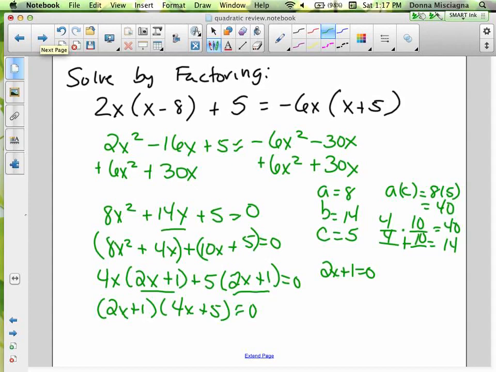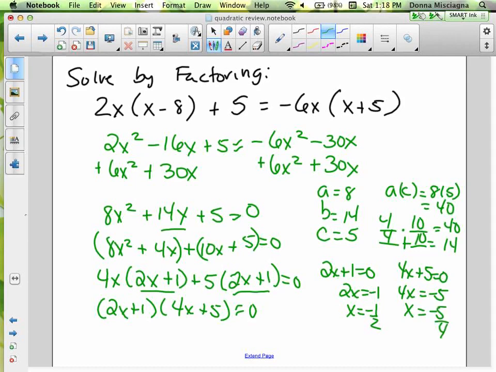2x plus 1 equals 0. 4x plus 5 equals 0. You'll subtract 1, so we have 2x equals negative 1. Then divide by 2. x equals negative 1/2. Subtract 5. 4x is equal to negative 5. x is equal to negative 5/4.